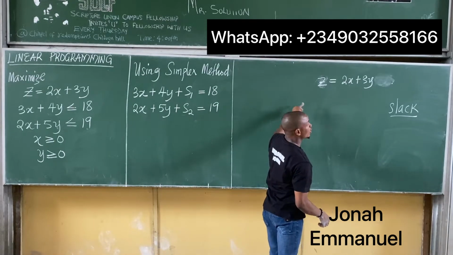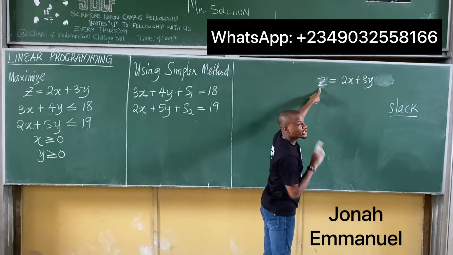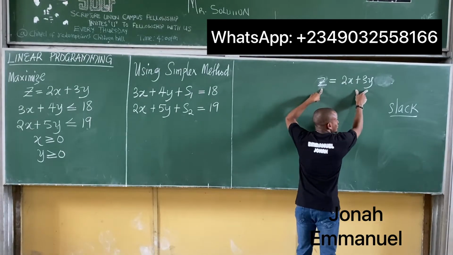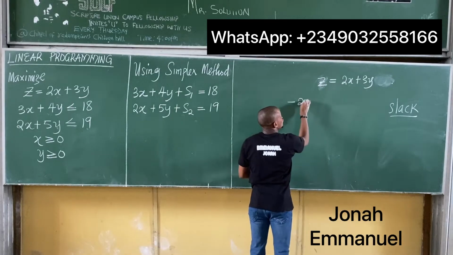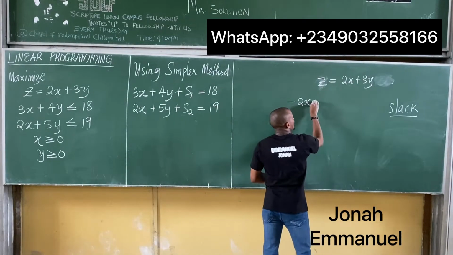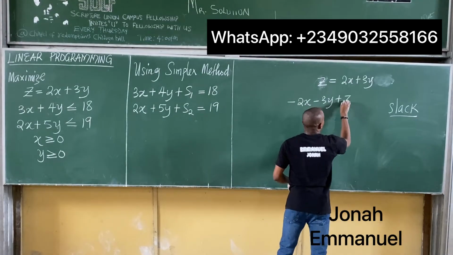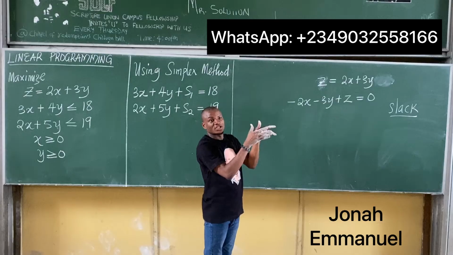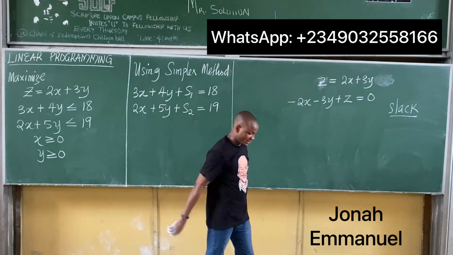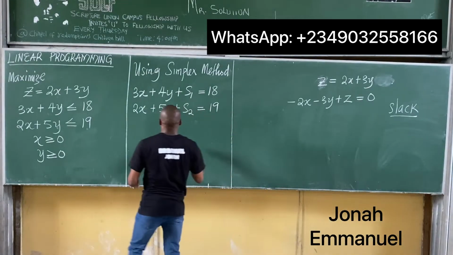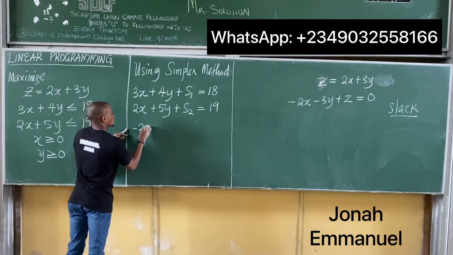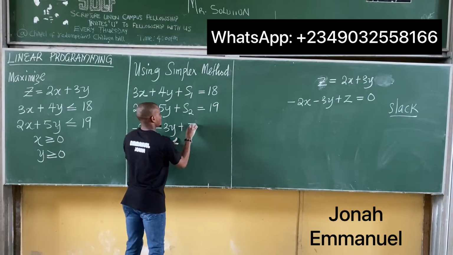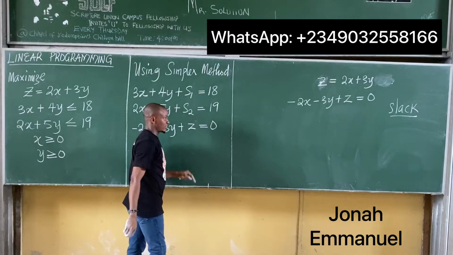Please, for the simplex method, make sure that the profit function z is always positive. For z to be positive, I have to move these two instead. So moving 2x, it becomes minus 2x. Move this one, it becomes minus 3y, then plus z equal to 0. This is your next task. Keep the profit function as positive and move the variables. That's the task. My next task is now minus 2x minus 3y plus z is equal to 0 for the objective function.